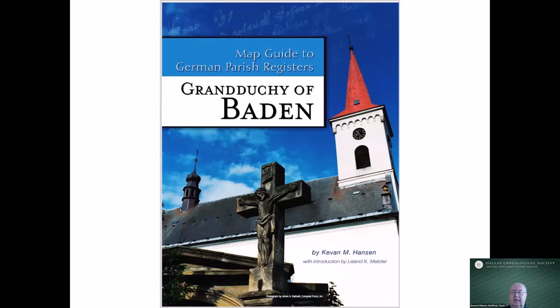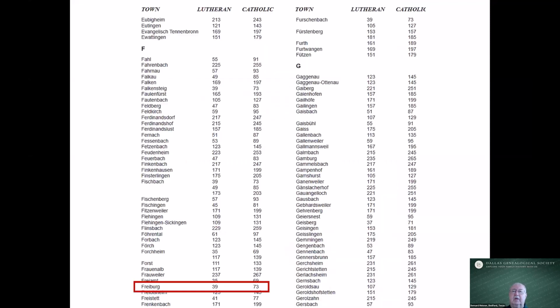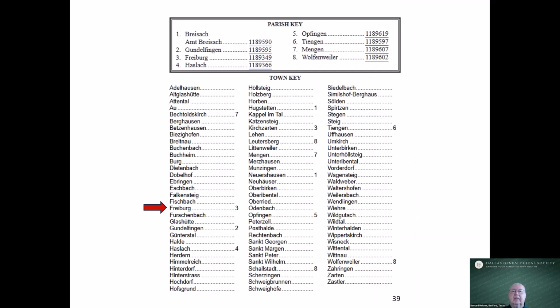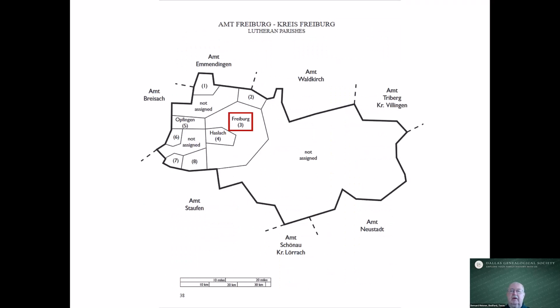So how would I look again in the book? I know it's the Baden book I want. I go through, I look for Freiburg. It tells me there's a page number 39. It's parish key 3. This is for the Protestant churches. And there is Freiburg. We can see next to it has Hausloch. Notice there's some not assigned regions. Well, if you read about Freiburg, it's the gateway to the Black Forest. So that not assigned area is the Black Forest, and there aren't any parishes there.